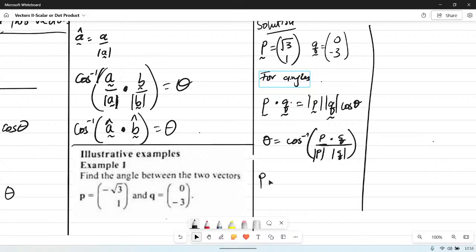And we know that P dot Q is going to be 3, 1 dot 0, negative 3. So you multiply the top, you get 0, plus multiply the bottom, you get negative 3. Negative 3. Are you okay?